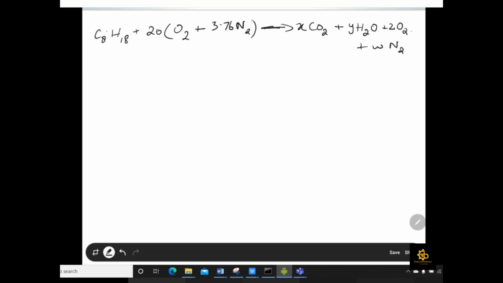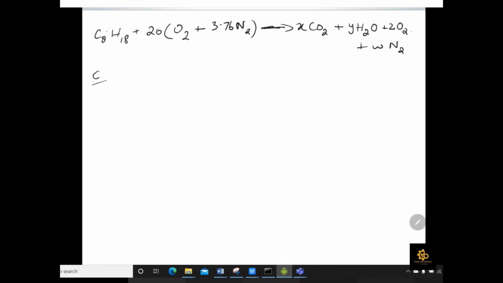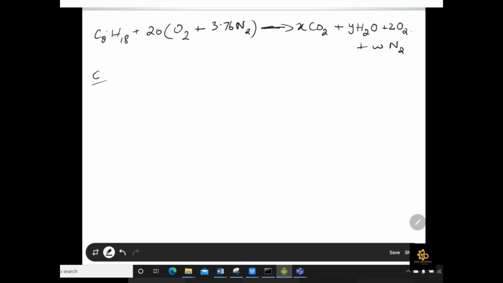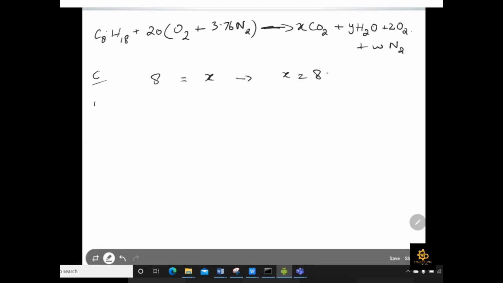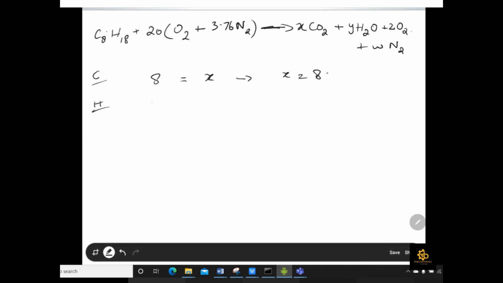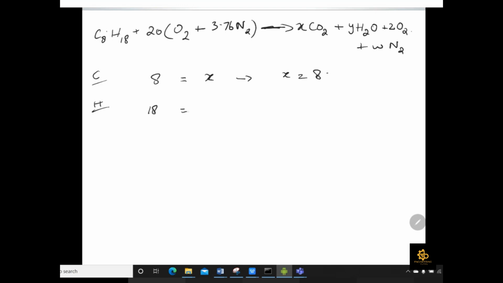First we have to balance the equation so that we can easily find the number of moles associated with the products. We start by balancing the carbon on both the left and right sides. We can see that 8 carbons are present on the left side and x carbons on the right side, so x equals 8. A similar procedure applies for balancing hydrogen: hydrogen is 18 on the left side and 2y on the right side, so y equals 9.